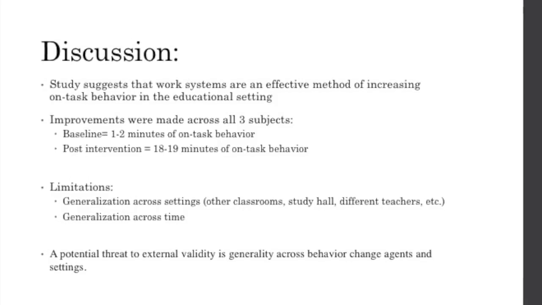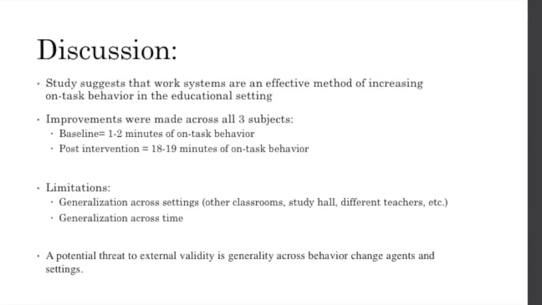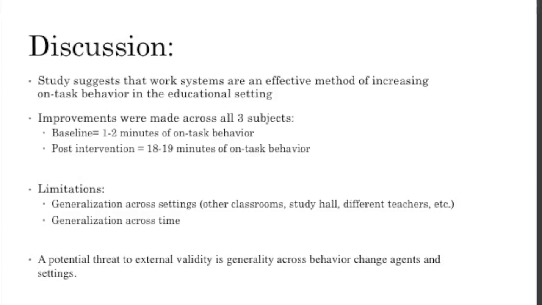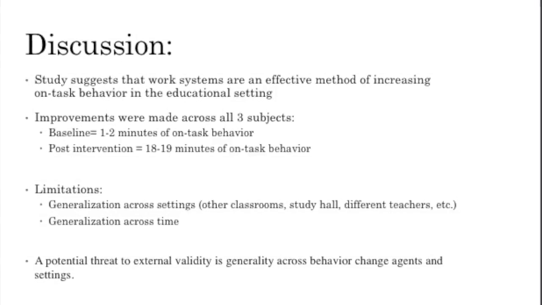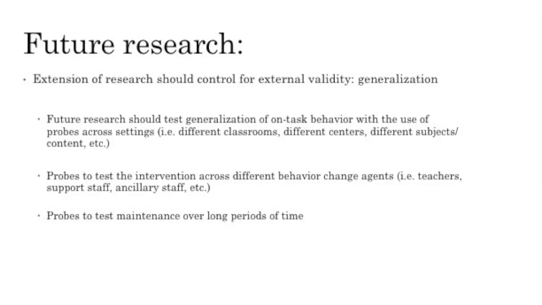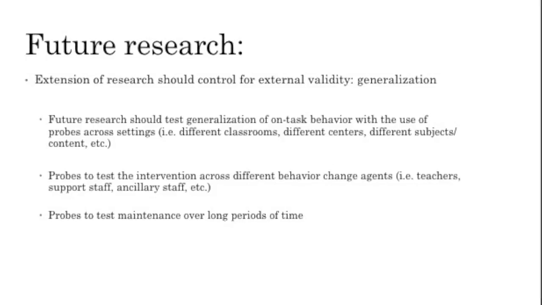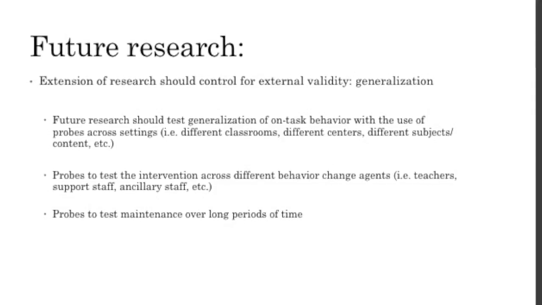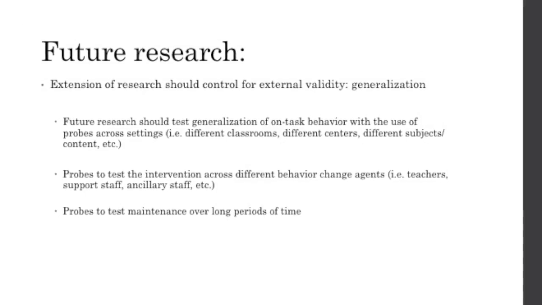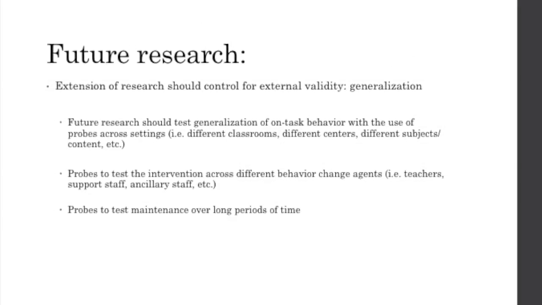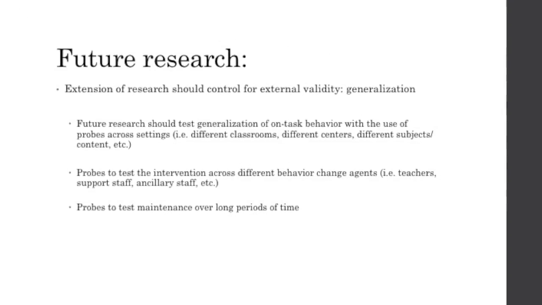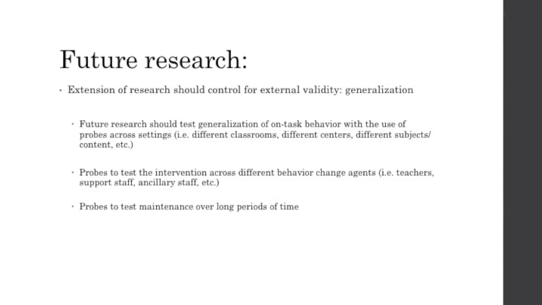2 limitations of the study include generalization across time and settings. Finally, a potential threat to external validity is generality across behavior change agents and settings. Future research should look at generalization of on-task behavior with the use of probes across settings. Probes should also be used to test the intervention across different behavior change agents and to test maintenance over long periods of time.